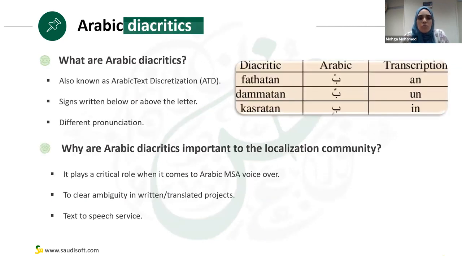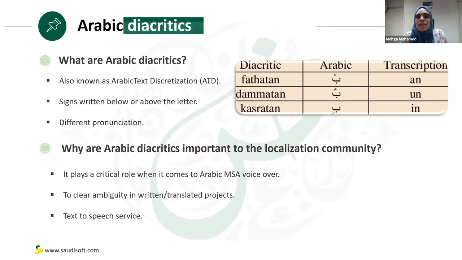So moving to one of the important Arabic features that affect localization, and what should be taken into consideration when localizing to the Arabic language, is Arabic diacritics. As a quick introduction, Arabic diacritics, also known as text diacritization, are small characters that are written below or above the letter to indicate how to pronounce it. They can change the meaning and the sound of the letter, like the ones written in the table in the Arabic column. Each sign mentioned in the table has a different effect on the word and can make a huge impact on the meaning of the word.